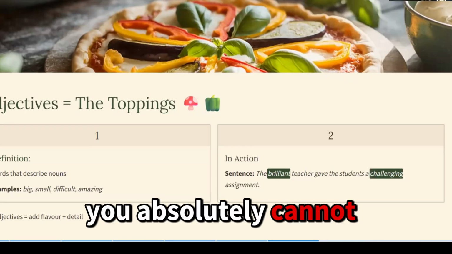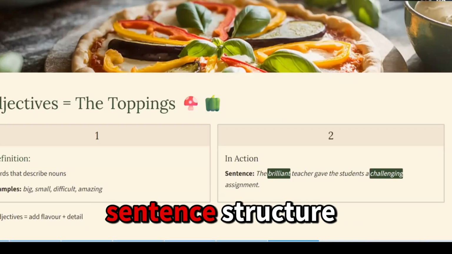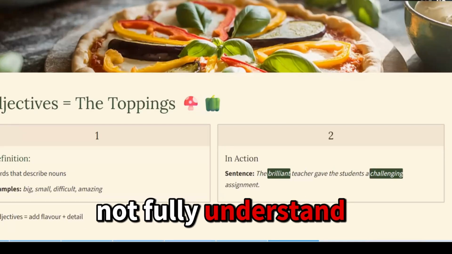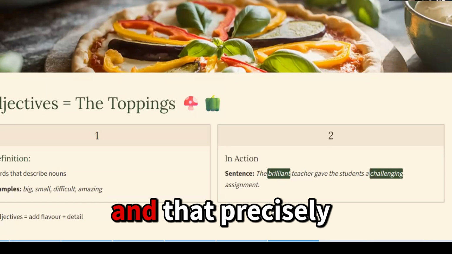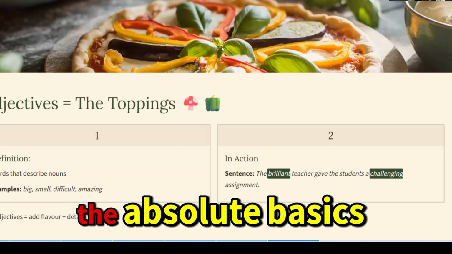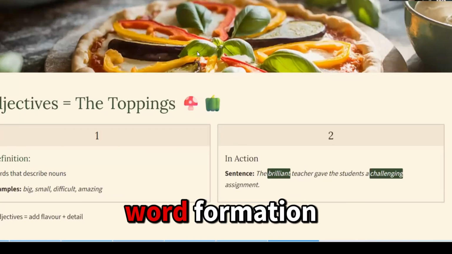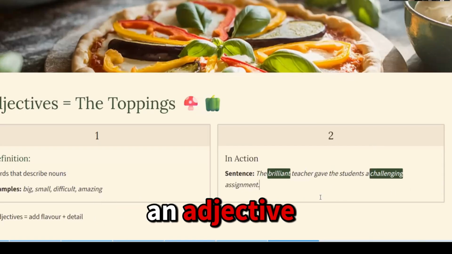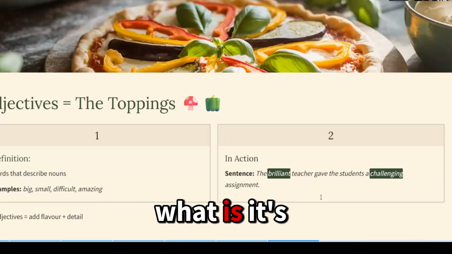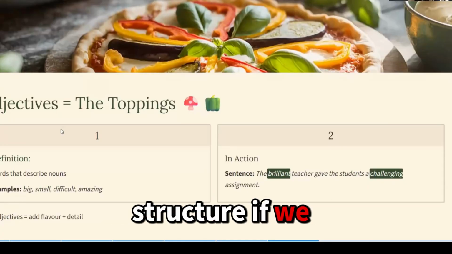You cannot discuss academic writing principles and sentence structure if we do not understand how adjectives and adverbs shape and influence meaning. And that is why we always start with the absolute basics, with the very foundation, with the essential building blocks of word formation. Where can I place them? What is an adjective? What is a noun? You can't discuss writing, academic work, and structure if we don't know this.